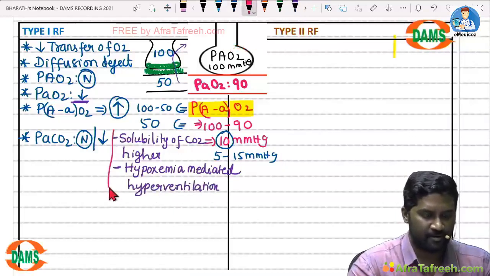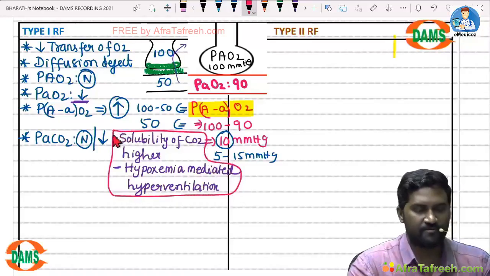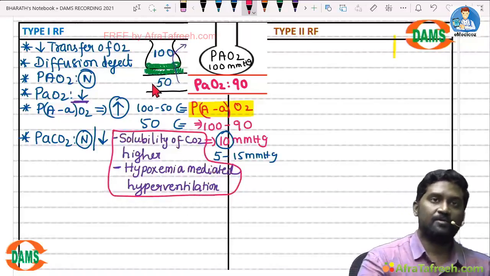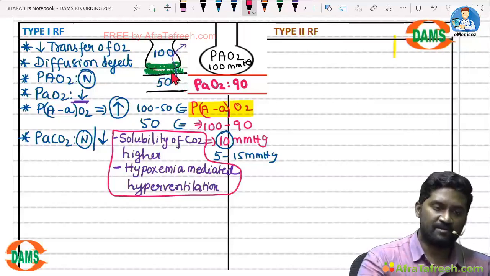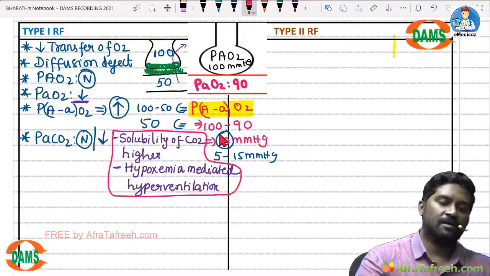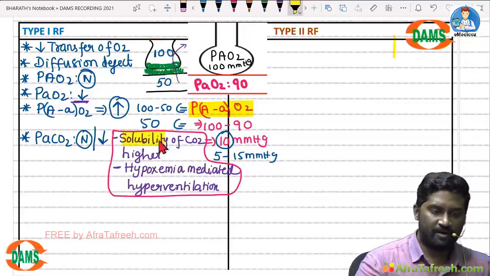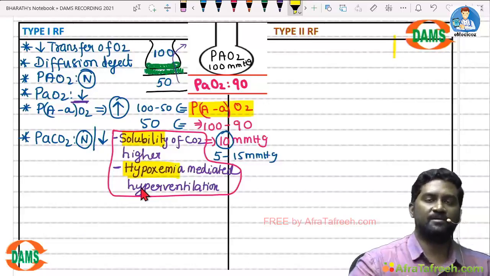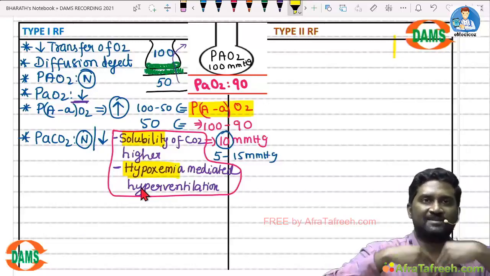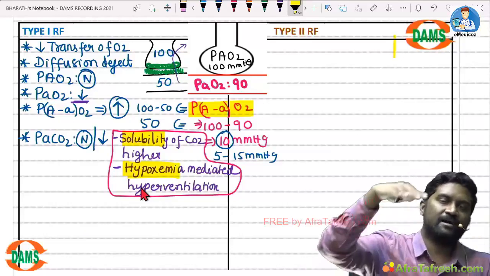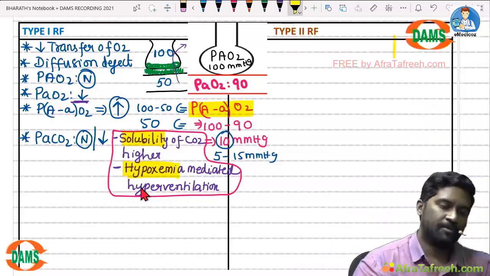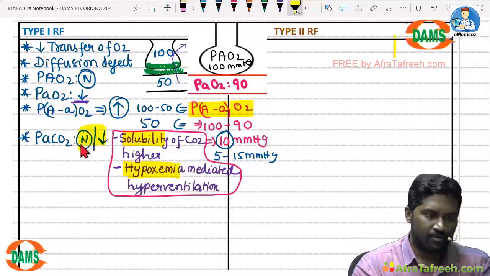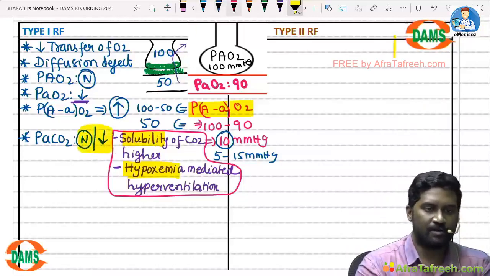Very, very important. When compared to oxygen, the solubility of CO2 is 20 times higher. Solubility and diffusibility. It might be difficult for oxygen to come in, but still CO2 can go out easily. And moreover, whenever there is hypoxemia, the hypoxemia will cause hyperventilation. As long as the patient's respiratory drive is there, it will be driving CO2 out. Because of that, CO2 can be normal or decreased. It will not be elevated.